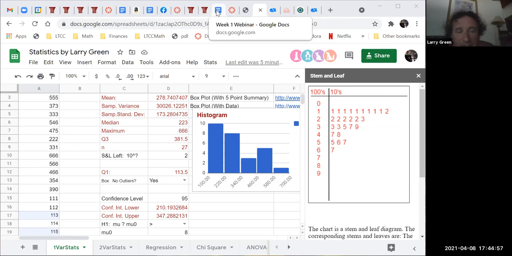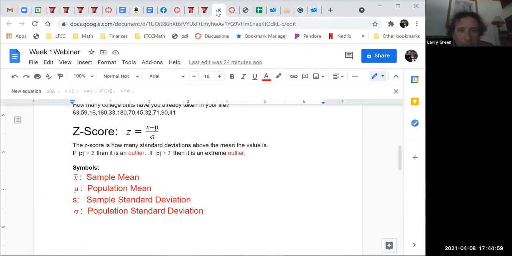Standard deviation, z-score, and mean. Okay, so I'm going to say standard deviation and mean are the two biggies. Z-score is an important one, but it's not the main. So standard deviation and mean, those are the two biggies, and you need to fully understand those. We're going to be using them over and over and over again in this class.